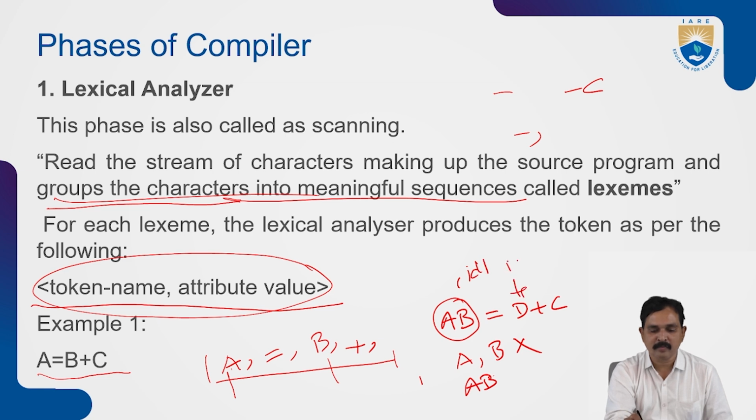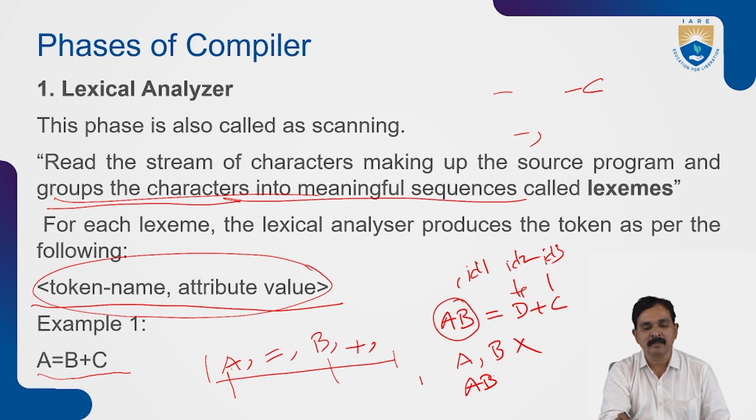This is another identifier 2. This is another identifier 3. Means here the challenge is to group the characters into meaningful sequences. That's the challenge. That can be performed by the lexical analyzer only. Initially it reads some source language statement, then it groups the characters as per the meaningful sequences. So once we obtain that particular group of characters as a meaningful sequence, that's the conclusion you got. It is called a lexeme, or it is also called a token.